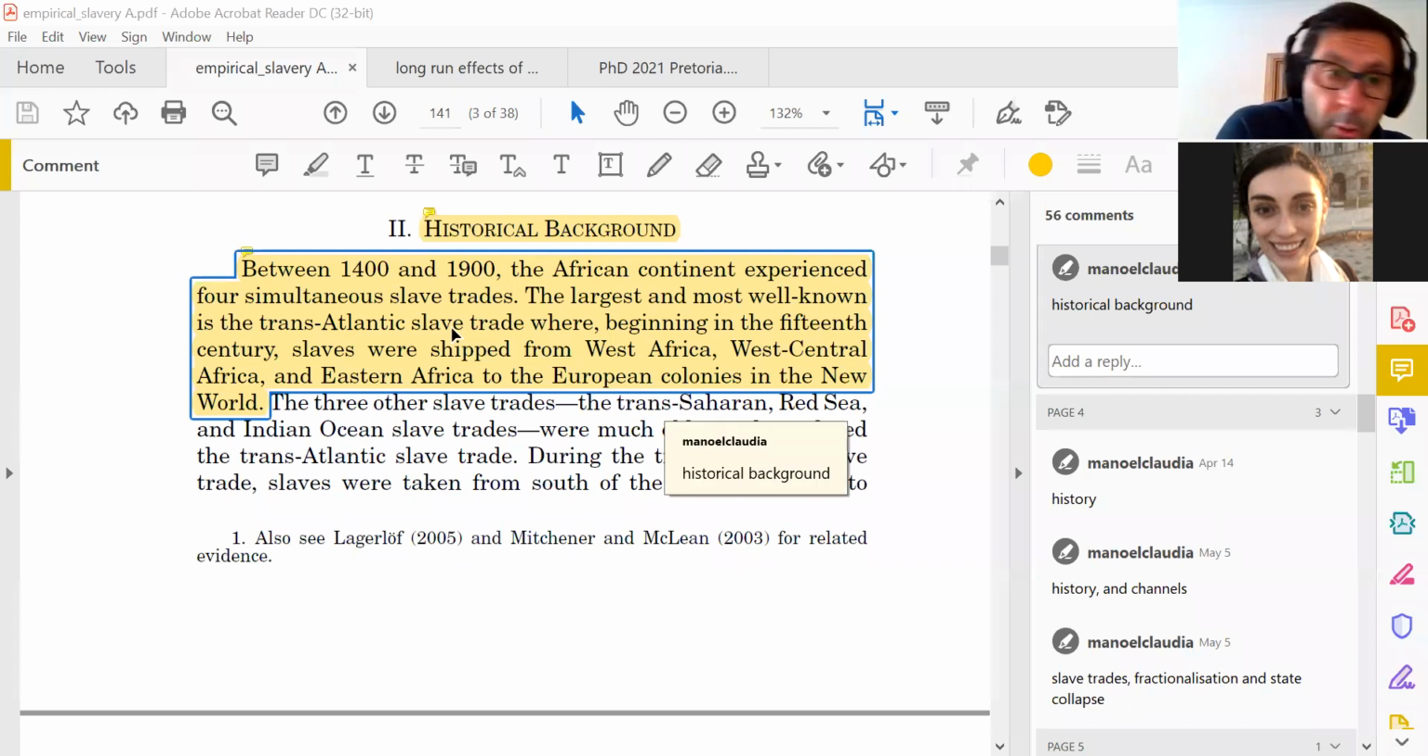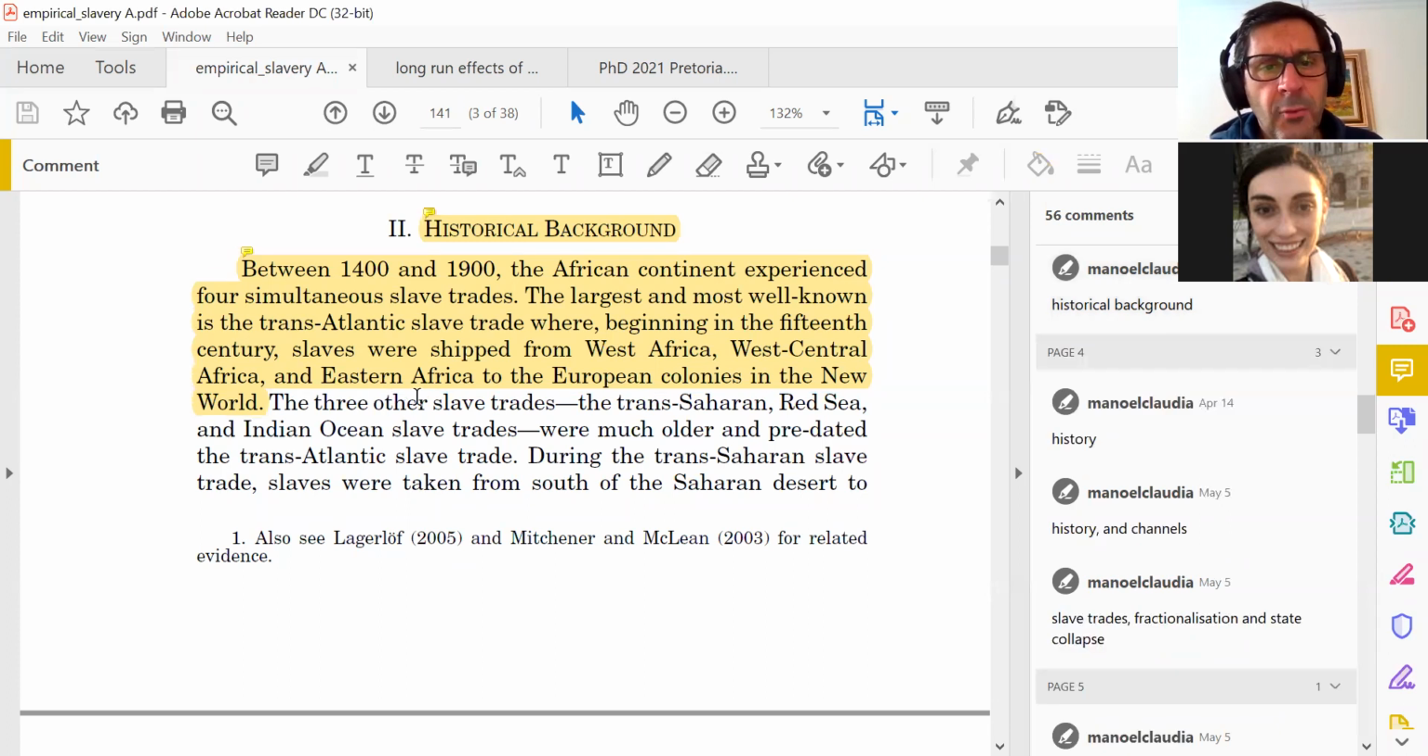So the largest and most well-known is the transatlantic slave trade, where, beginning in the 15th century, slaves were shipped from West Africa, from what is now Ghana, West Central Africa and Eastern Africa, to the European colonies in the New World, which is essentially the American continent. And then there is a little bit on the other three slave trades: the Trans-Saharan, Red Sea, and Indian Ocean slave trades were much older and predated the transatlantic slave trade.